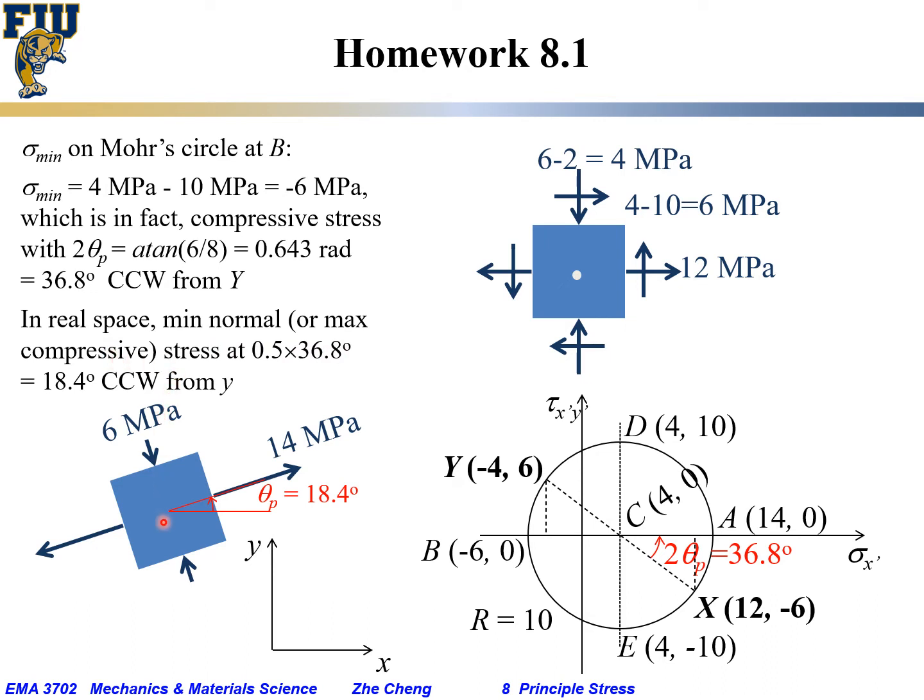Okay, and this completes this problem. We find the principal stress and the principal axis where it is. The maximum tensile stress would be at 18.4 degrees, rotating counterclockwise from the horizontal axis. The minimum normal stress or the maximum compressive stress, you would start from Y and rotate also counterclockwise by 18.4 degrees to find it.